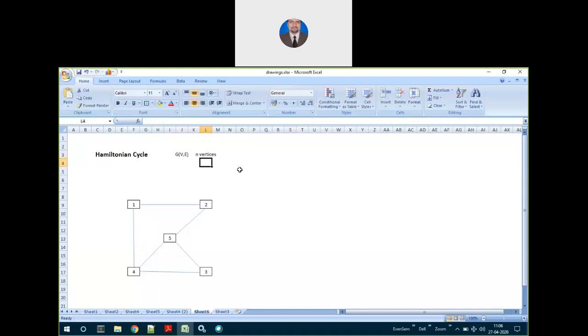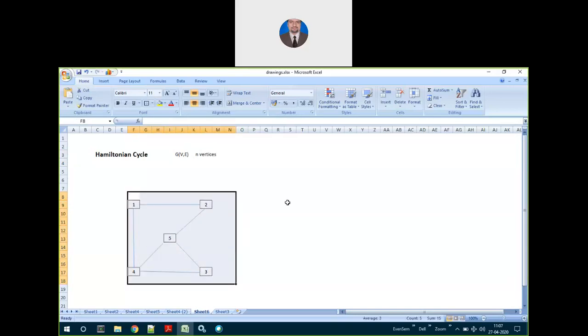A graph is said to be a Hamiltonian cycle only when it adheres to certain rules. In the sense it also will have a bounding function here. I will explain this particular Hamiltonian cycle first with respect to an example, then I will take up the definition. Let us say there is one particular graph here.